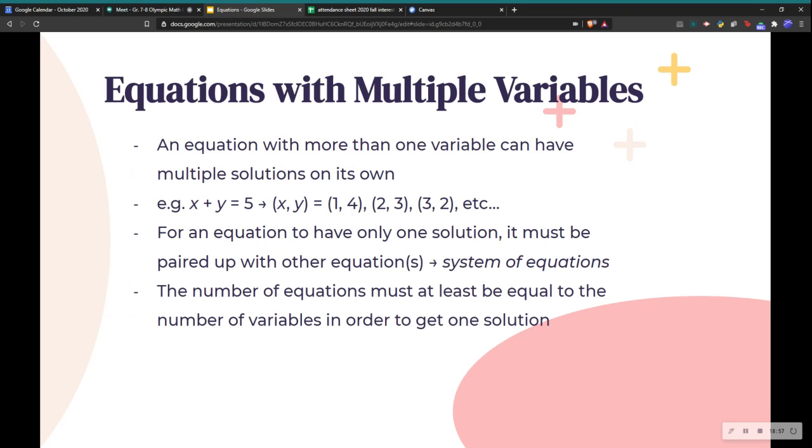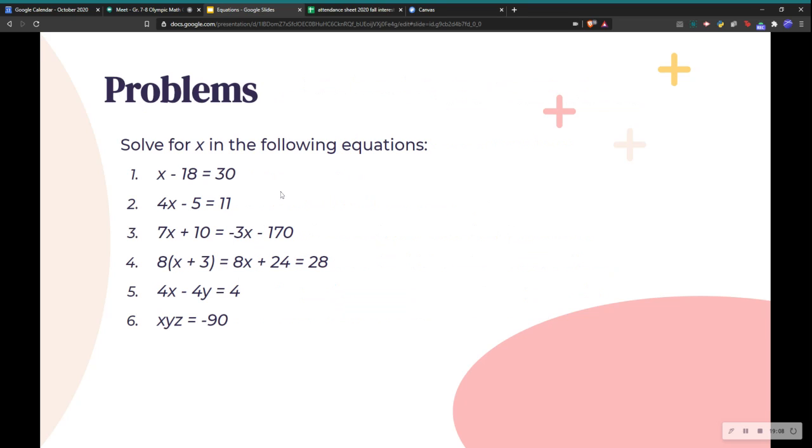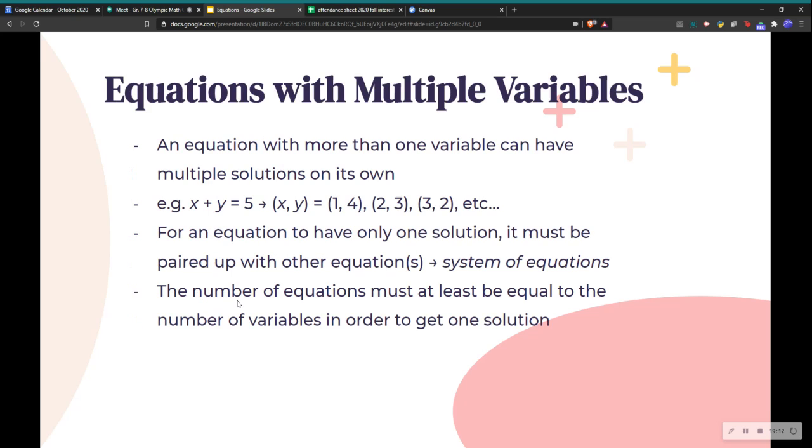So now we want to talk about equations with multiple variables. An equation with more than one variable, just a single equation, such as 4x minus 4y, here we have two variables. An equation with more than one variable can have multiple solutions on its own.